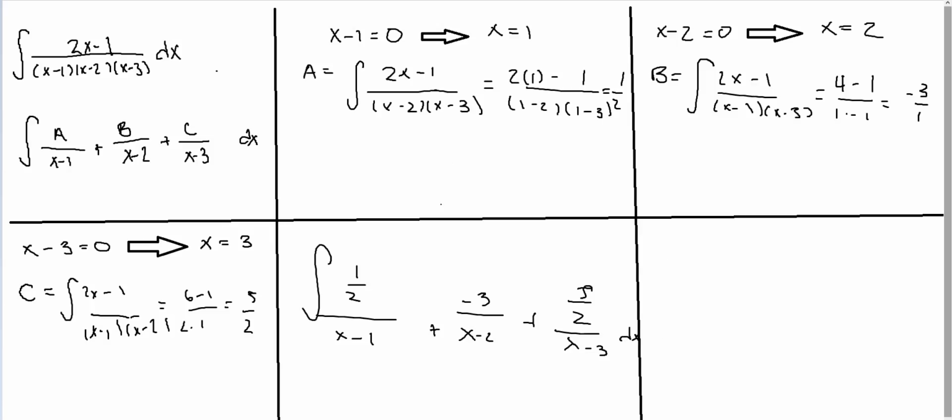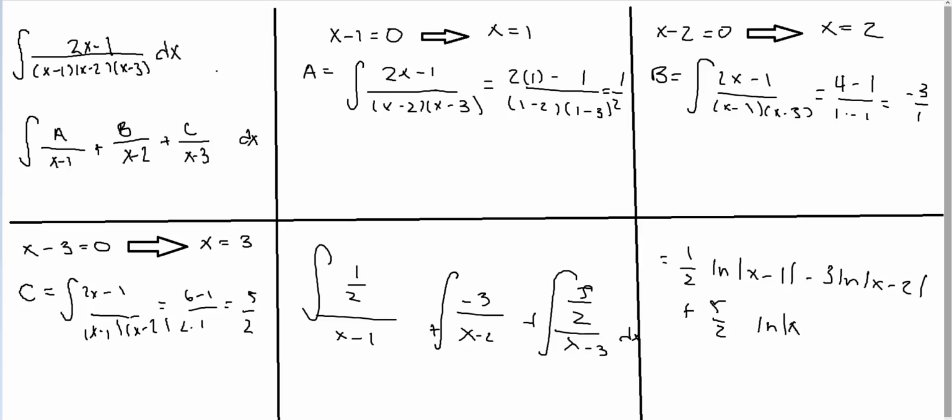Now all we're going to do is integrate this function, and we know by the sum rule that we can take the individual integral of each term. So we can take the integral of each separately, and we get the following: (1/2) ln|x - 1| minus 3 ln|x - 2| plus (5/2) ln|x - 3| plus C, because it's an indefinite integral.